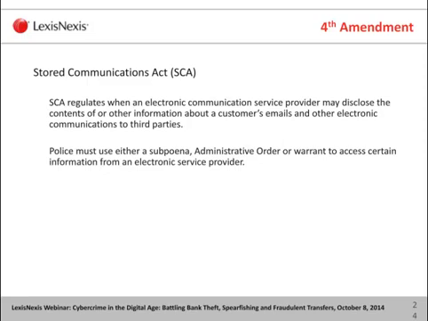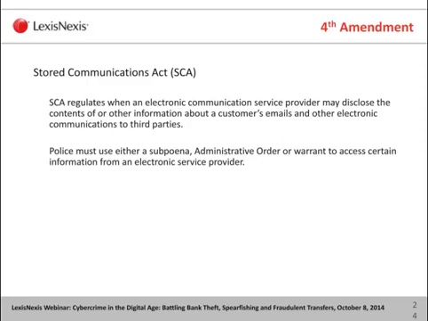Similarly, if they just want to find out who you called on a telephone, they don't need a warrant for that. They need a warrant to get the actual content of a phone conversation, but to see who you called, they can get that with a subpoena. So that's what the Stored Communications Act is about. It places limits on law enforcement and how they can access certain information, okay?